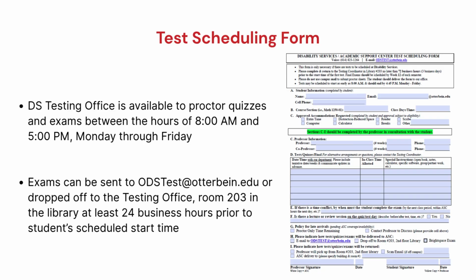This is an example of what the test scheduling form looks like. As mentioned, students pick up the paper copy of the testing form from the testing office and will bring it to their faculty member if they want to use their testing accommodations. Students are to complete the top sections A and B. The faculty member will complete section C in consultation with the student. Upon completion, the student is responsible to submit the testing form between the hours of 8 a.m. and 5 p.m. Monday through Friday. Faculty are welcome to attach their syllabus to reference dates rather than writing or typing them out directly on the test scheduling form.